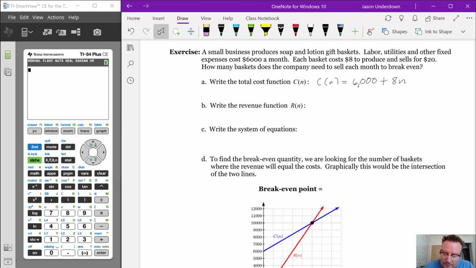Okay, revenue. Revenue is simpler. Revenue is just the price we charge for our product or service times the quantity of product or service we provide, which we're using N here to denote the quantity, and we're charging $20 for each gift basket. We're assuming we make N of them, so the revenue would be 20 times N. I'm sorry, we don't need to find the profit function here because we're going to solve this system graphically.